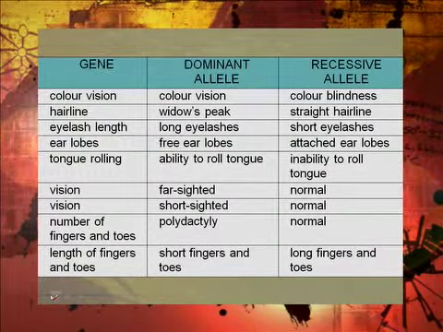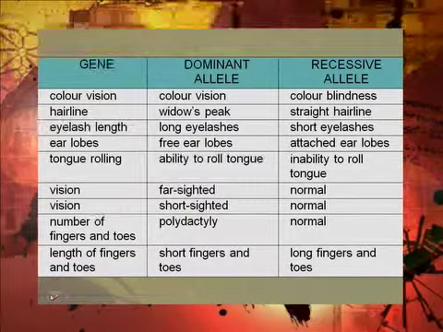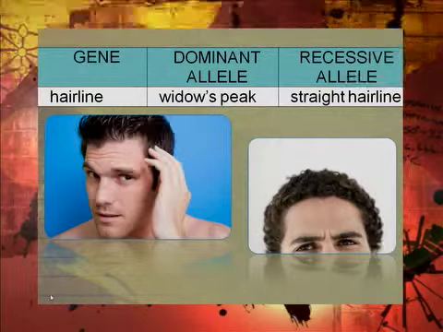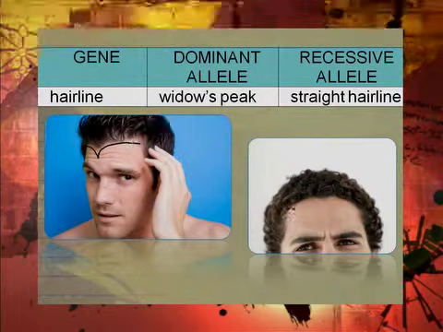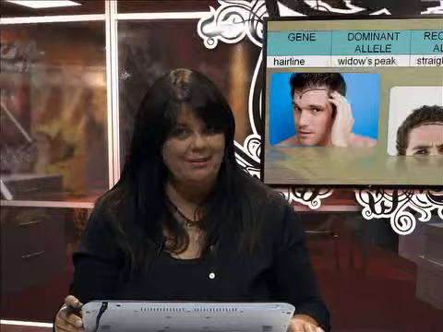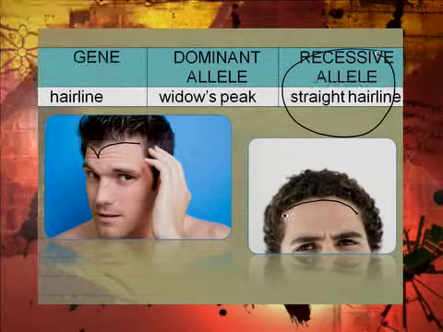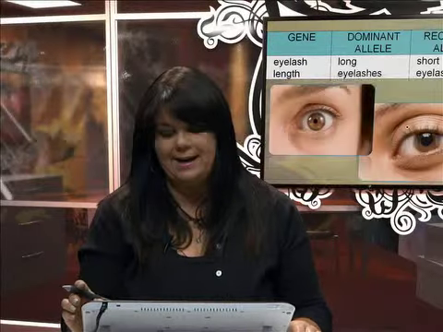Let's have a look at some of these, and why don't you see which of these characteristics you have inherited? One gene that we can have either a dominant or a recessive allele of is your hairline. Do you have what's called a widow's peak, that shape to your hairline, or do you have a straight hairline? And see which of your parents you inherited that from. Remember that the straight hairline is going to be recessive, so you're only going to get a straight hairline if both your mother and your father had that straight hairline.